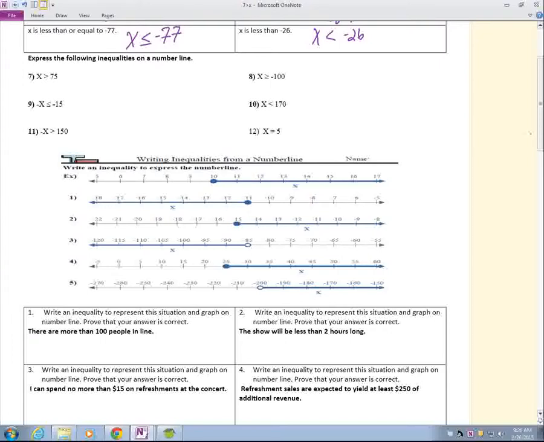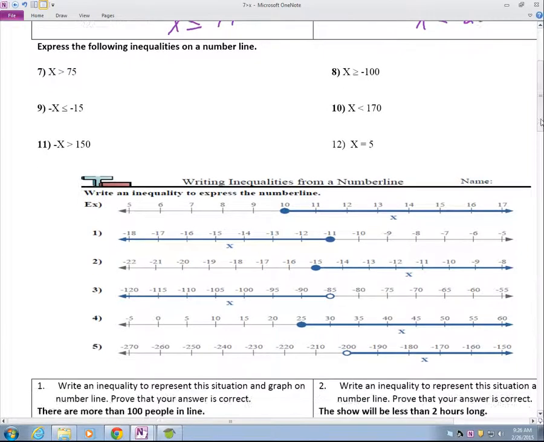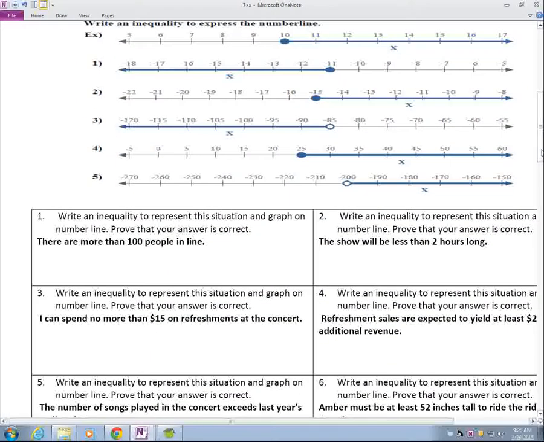Now, let's write an inequality to express the number line. Let's do number 2. See how you have this x right here? For this one, x is going to be less than or equal to... So here's where x starts.